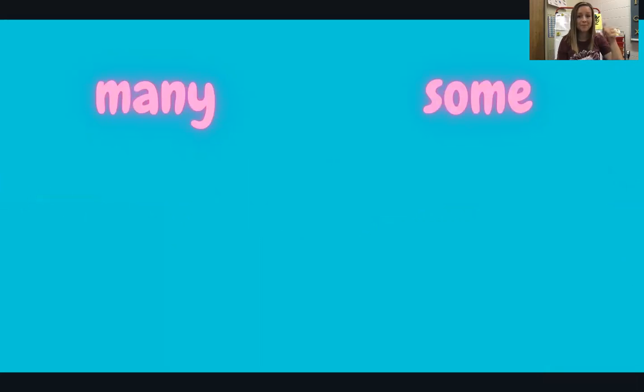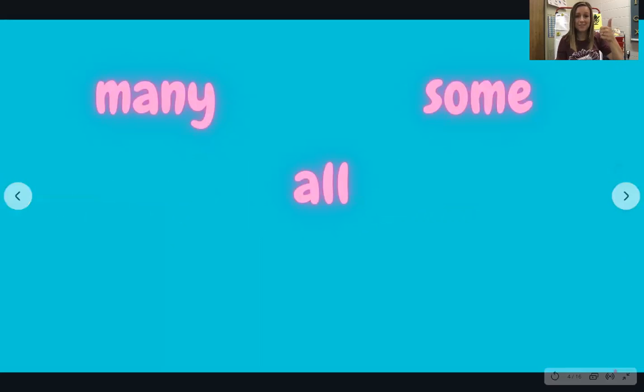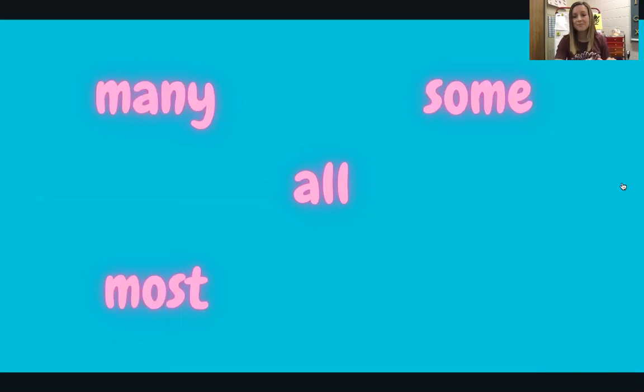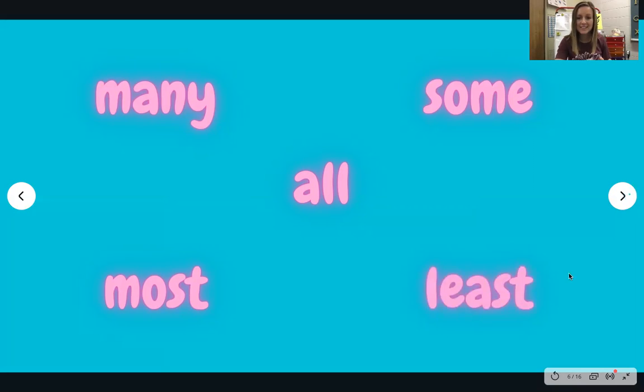Some. Yes or no? All. Yes or no? Most. And the last word is least. Good. I'm glad you knew some of those words. Today, we're going to really focus on how we can use those when we are comparing groups. So even if you recognize those words, using them in math might be a little bit new for you.